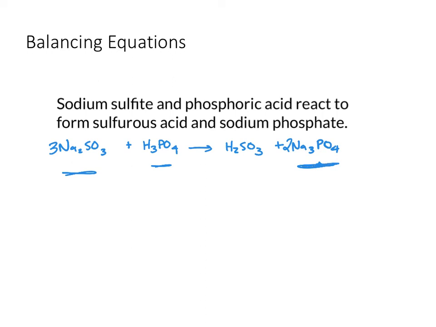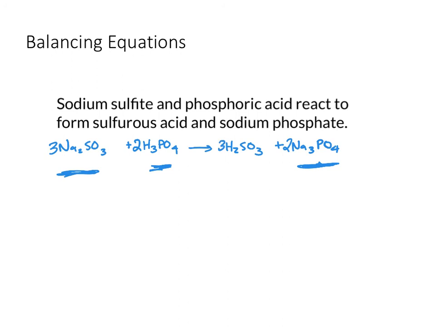Now I have 2 phosphates on the right-hand side, and I only have 1 here, so I'm going to put a 2 in front. So I have 2 phosphates on the right, and now I have 2 phosphates on the left. Now what I've done here is I've left my H2SO3 to be balanced last. Now I could use the hydrogens or the sulfites to help me balance this last one. But I'm going to look at my sulfites. I have 3 of them over here.